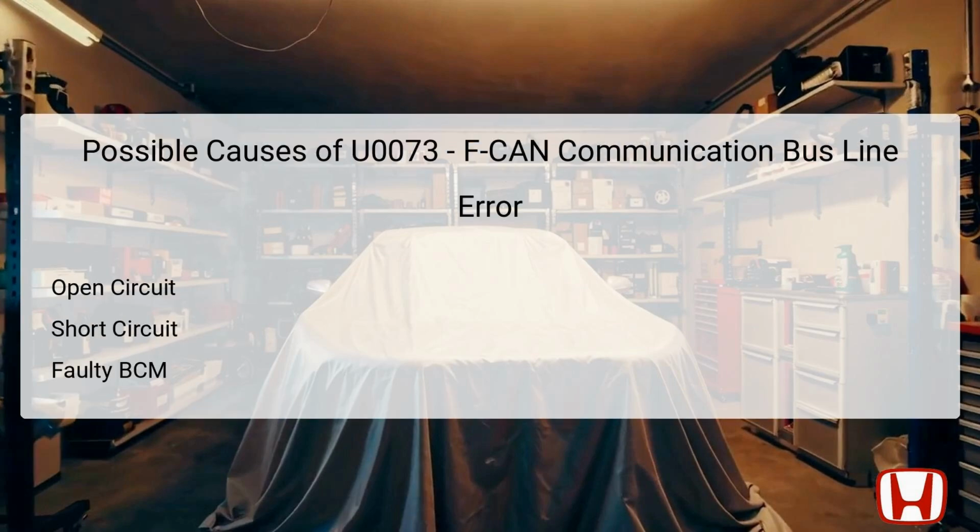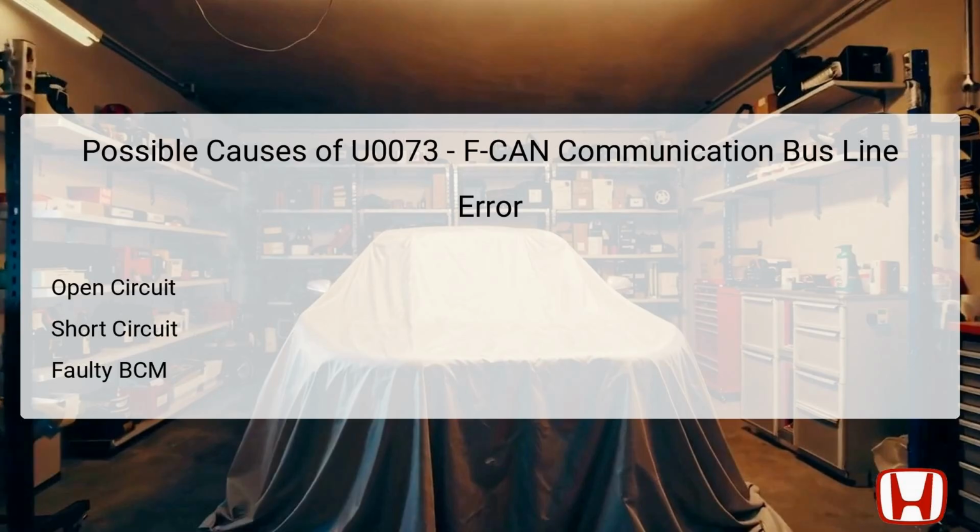Several issues can lead to the appearance of DTC U0073. An open circuit is where a break occurs in the FCAN communication line, preventing signals from being transmitted between control modules. This could be due to frayed wires or a poor connection at a terminal. A short circuit could also occur where unintended connections create an abnormal pathway for electricity, leading to erroneous communications.